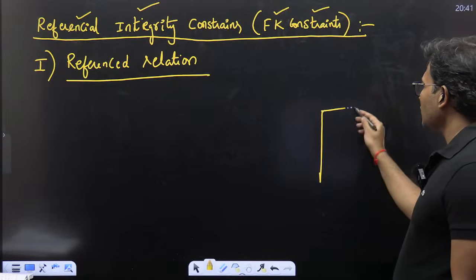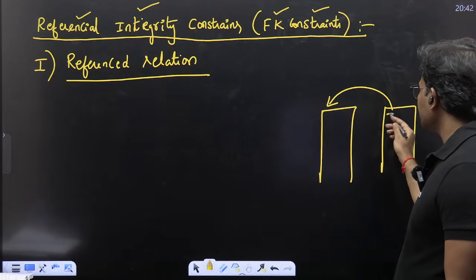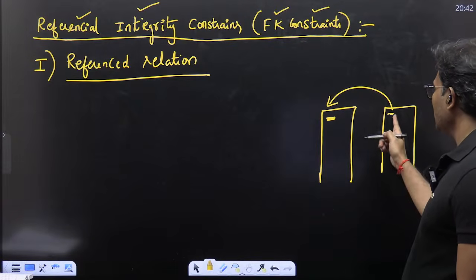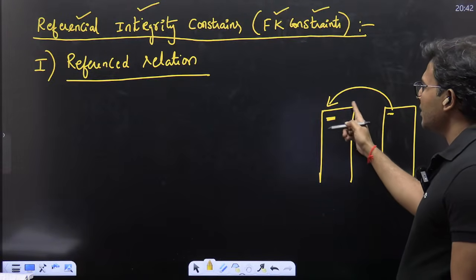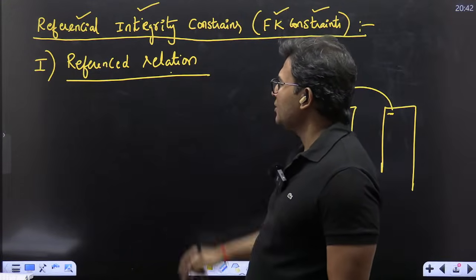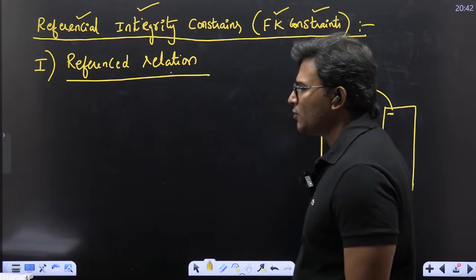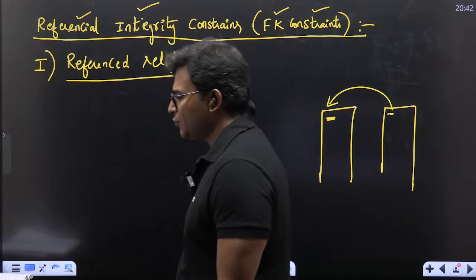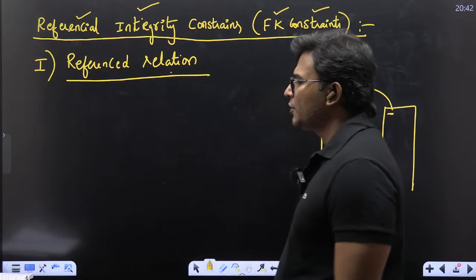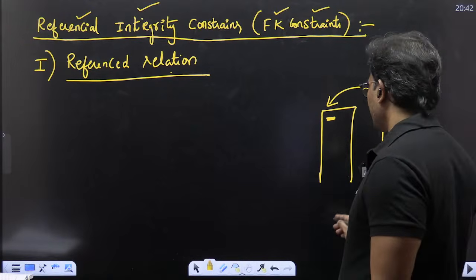See, if there are two tables, and the foreign key of this is actually referring to the primary key or alternate key of this, then this will become referencing and this will become referenced. So that is what I'm talking about. One more point that I have to tell you is, foreign key can refer to primary key or alternate key. Write it down somewhere, okay?